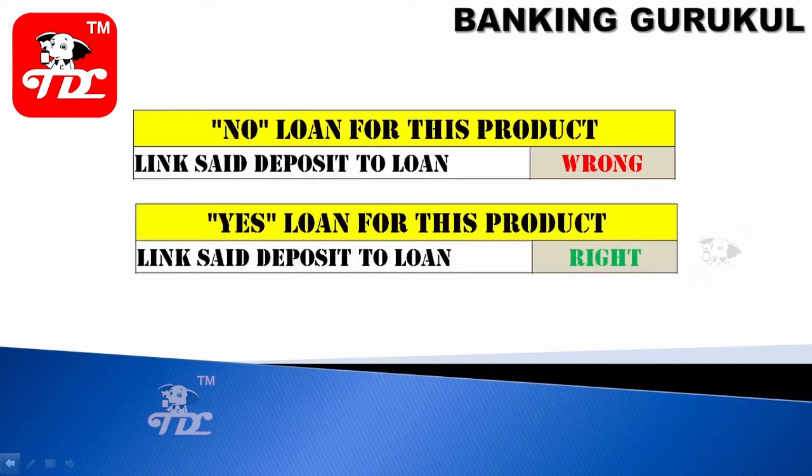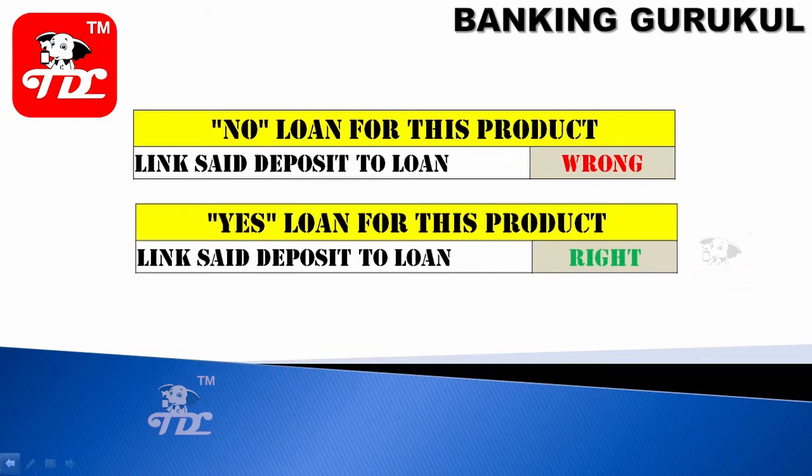So what is this? I have a product. I can't use this product as collateral for a loan because I can't take a loan against this deposit. At my product level, I say there is no loan. You can't link this deposit to a loan. If I say yes, I can link this deposit to a loan and I can take a loan.